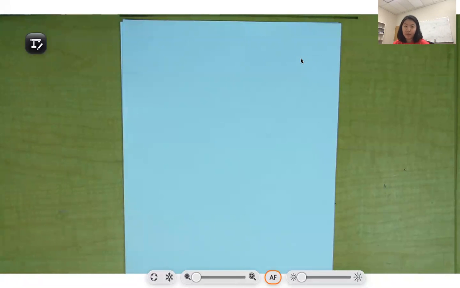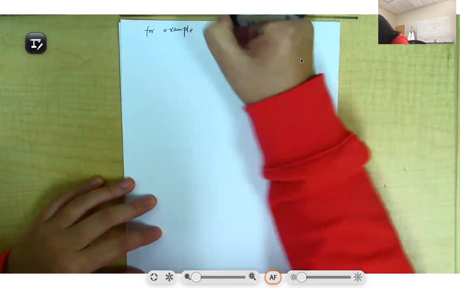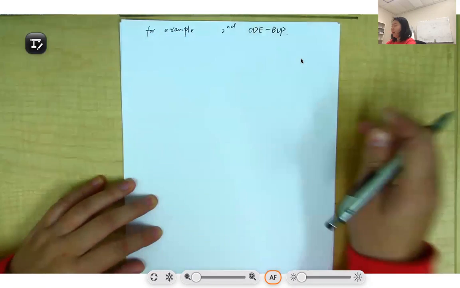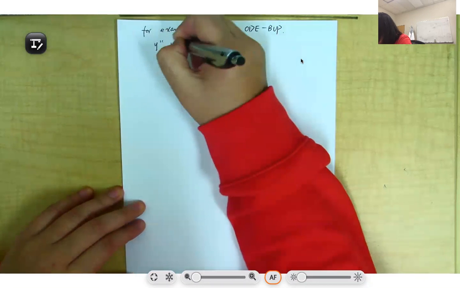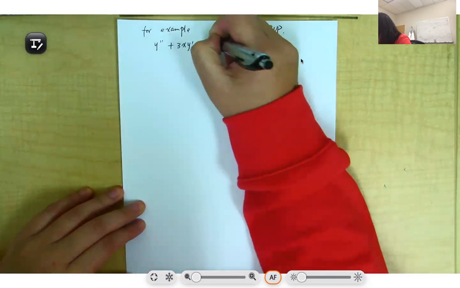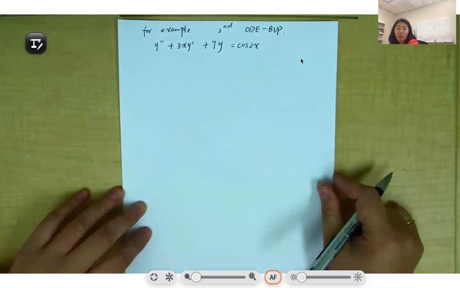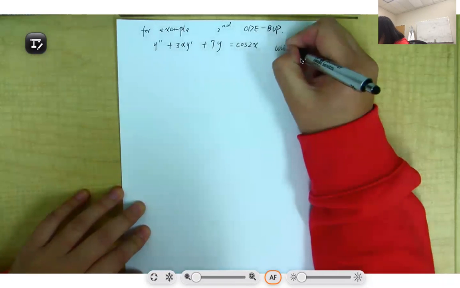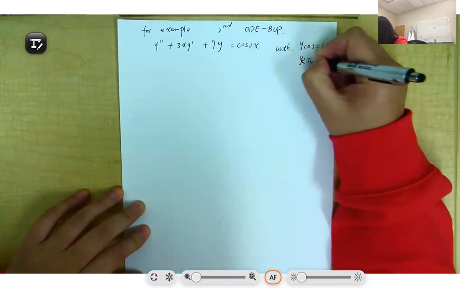Okay, let's have an example for the shooting method. For example, a second order ODE BVP. The second order ODE is y double prime plus 3xy prime plus 7y equals cosine 2x. Okay, this is our second order ODE, with the BVP, so boundary value problem, y(0) equals 1, y(pi) equals 0.